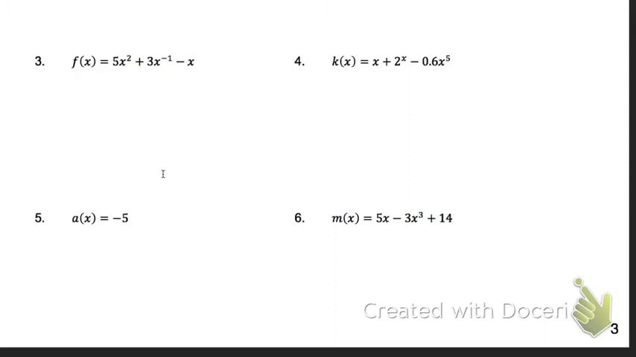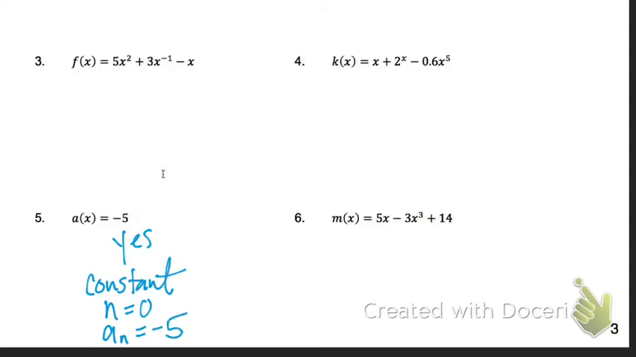Number 5, what do you think about this one? Yes. Because why? Right, it's just a constant. So you can have no x's in there and it's still a polynomial. It just means that it's a constant, because my degree, n, would be what? 0. And my coefficient in front of that would just be -5.